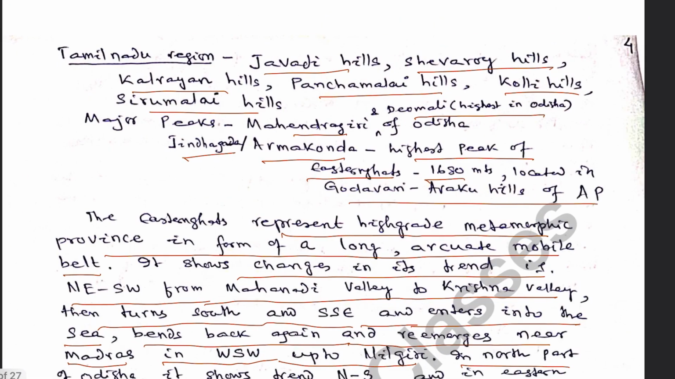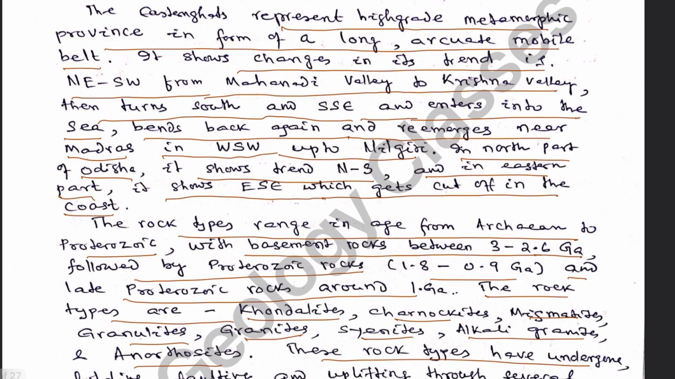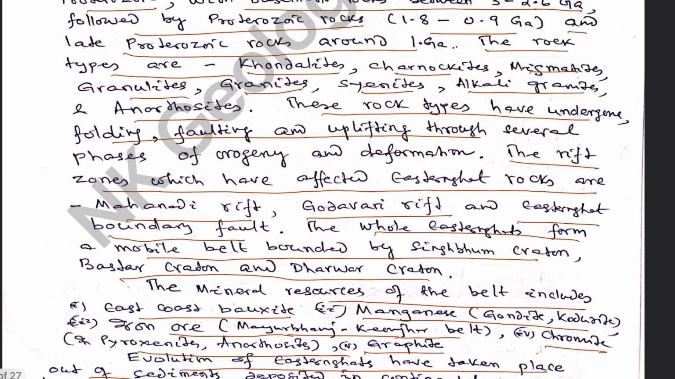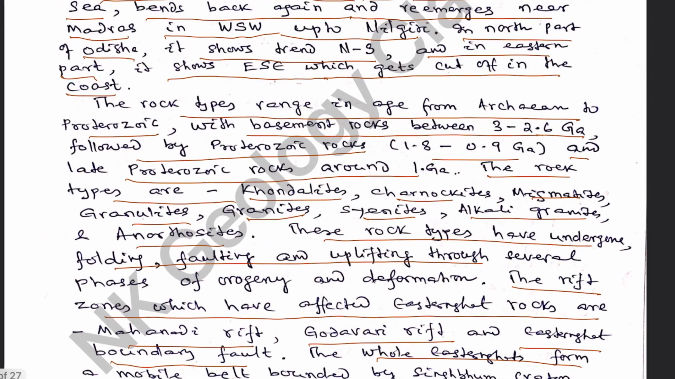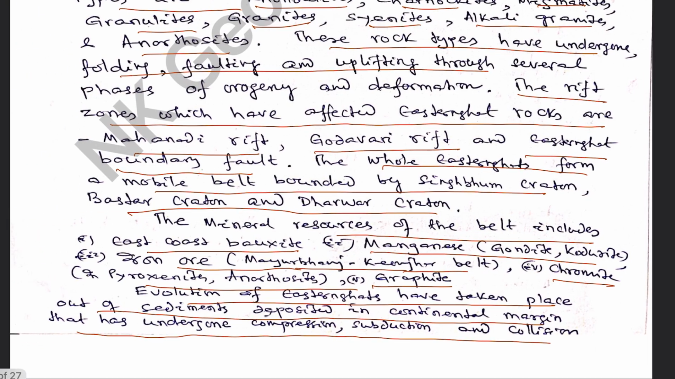So, the Eastern Ghats represent a highly mineralized zone along with a complex group of rocks starting from granites to granulites, khondalites, charnockites, migmatites, anorthosites, calc-granulites, quartzites, and the age goes up to 1 billion years from the end of Archean.